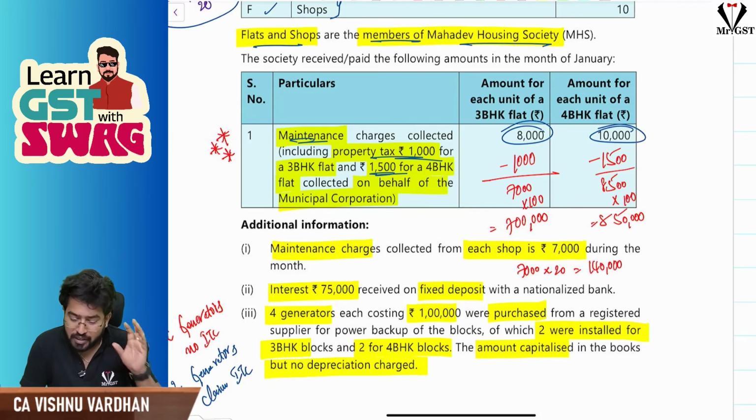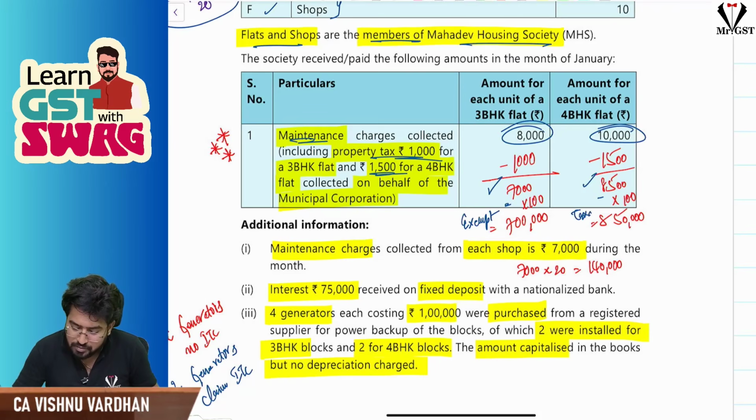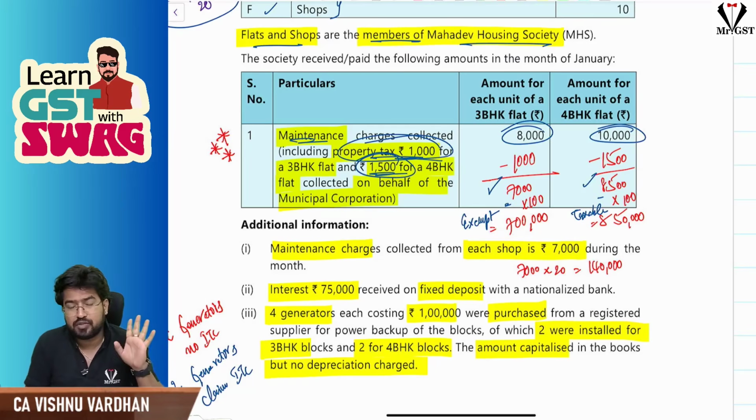So here, 8,000 minus 1,000 rupees property tax, and 10,000 minus 1,500 rupees property tax, will be only 7,000 and only 8,500. So I repeat, for calculation of the 7,500 limit you will not consider statutory dues. If you remove them, this is falling within 7,500, this is above 7,500. So this is exempt and this is taxable. Not only that, this property tax, whatever we are collecting, is ignored for the calculation of 7,500, but it is exempt under GST as well.